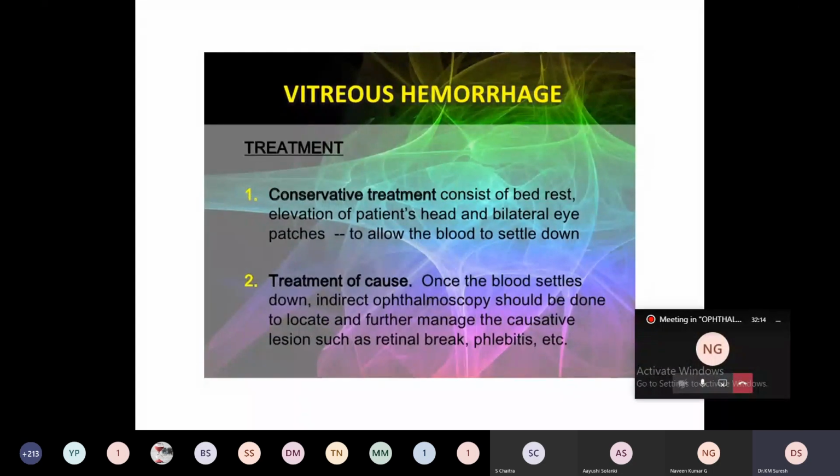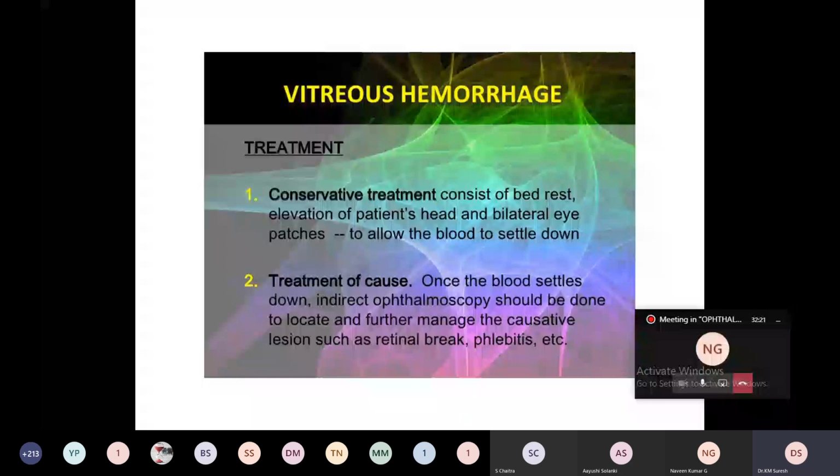Treatment for vitreous hemorrhage: conservative treatment consists of bed rest, elevation of patient's head, and bilateral eye patches to allow the blood to settle down. Next comes the treatment of cause. Once the blood settles down, indirect ophthalmoscopy should be done to locate and further manage the causative lesion such as retinal break, phlebitis, etc.